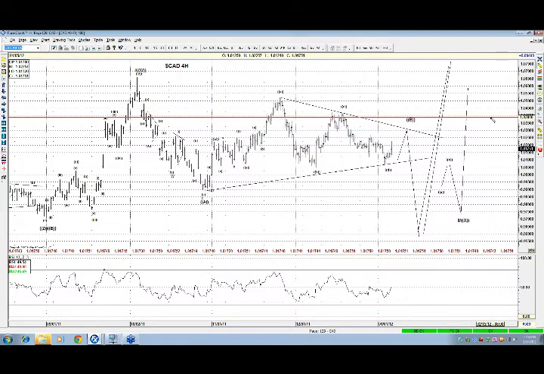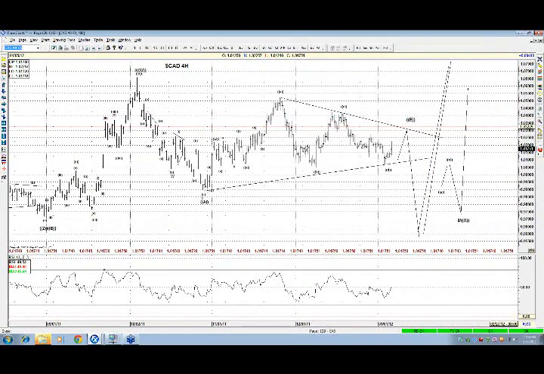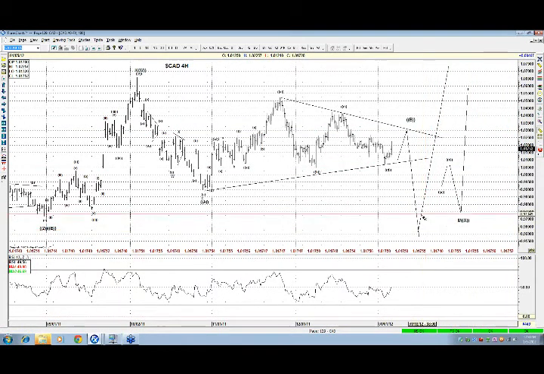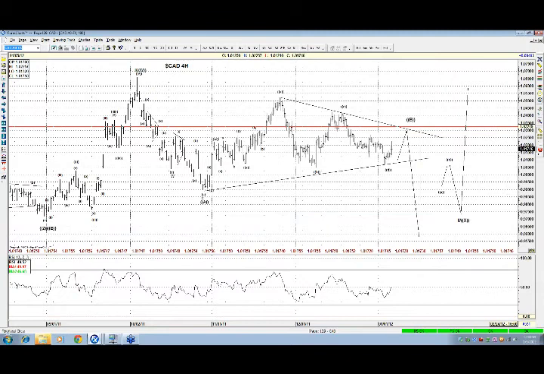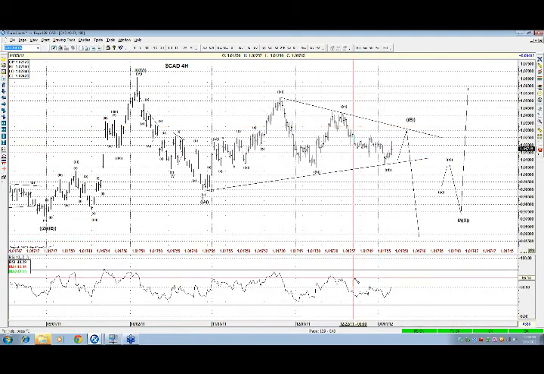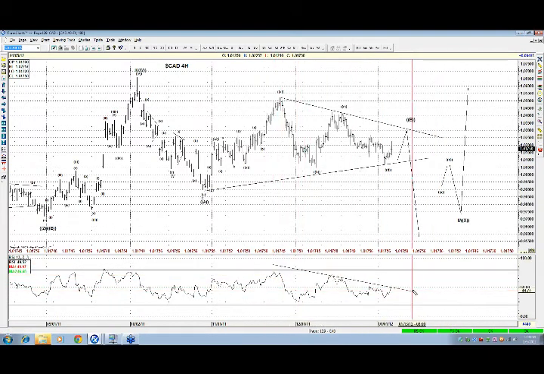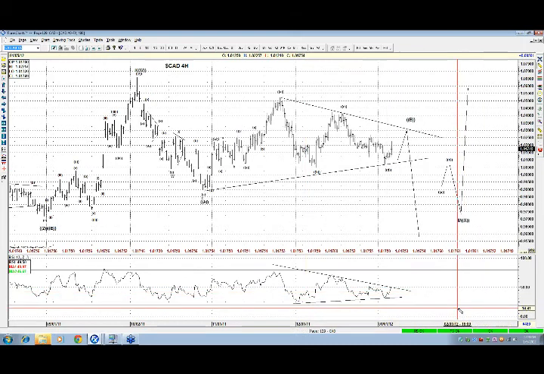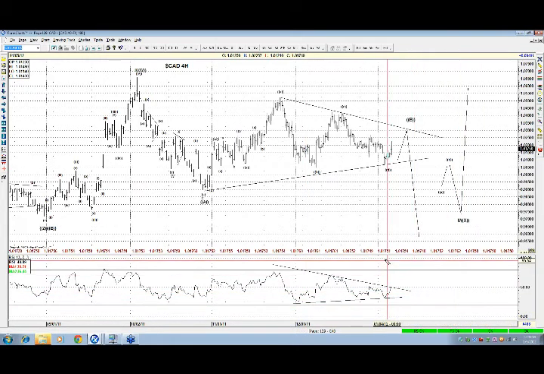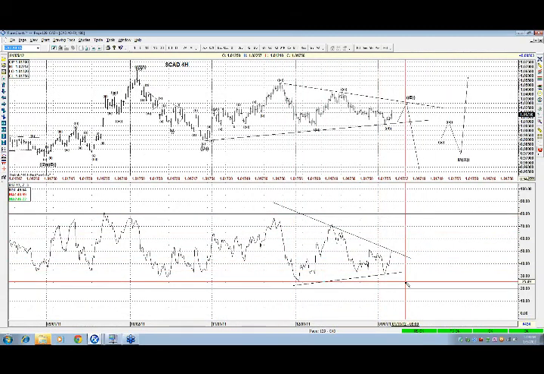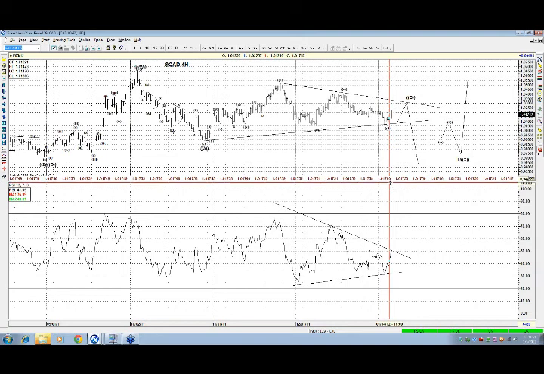That's what I like there, Ed. I don't know if you like it, but I like that scenario. Now you can see it right here. Look at the RSI. You can start to see the triangle in the RSI. You see the triangle within the RSI? So that's how I like it.